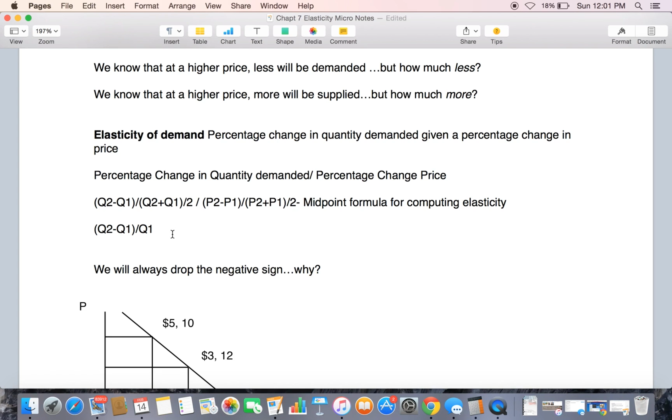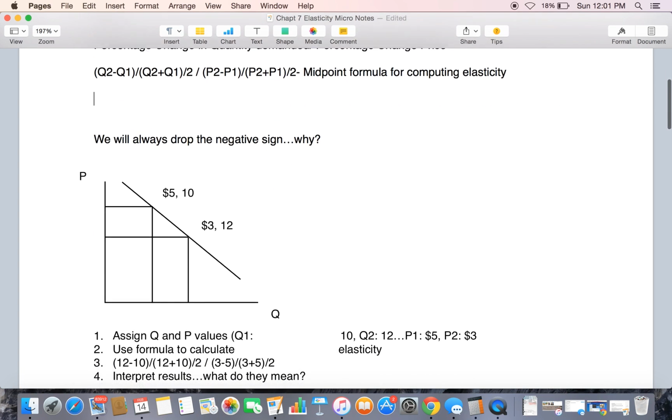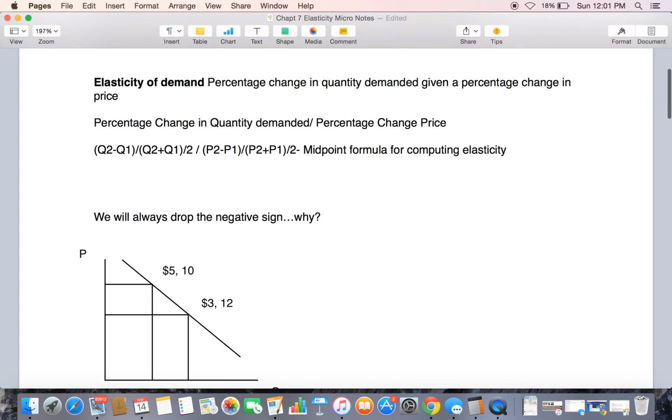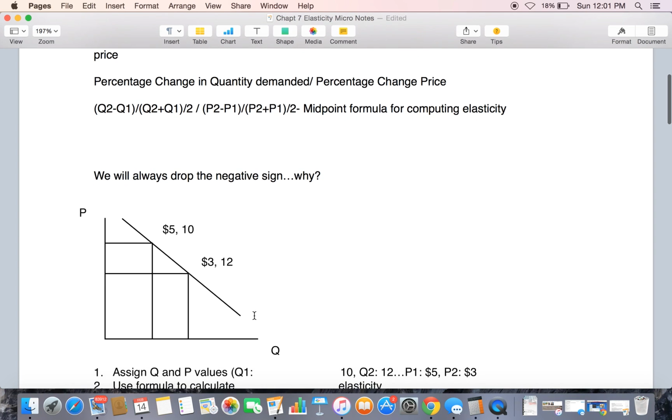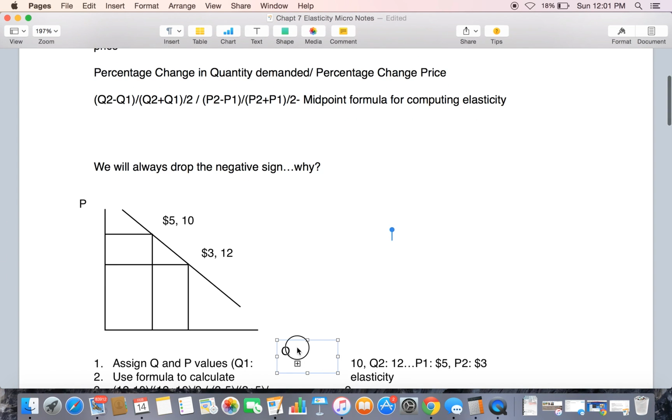Okay, now, let's do an example of how to calculate elasticity of demand. So here you see we have a demand curve. Let me denote it as such. So we have a certain demand curve, and we have different points along that demand curve, and we only really need 2 points to perform our elasticity calculation.